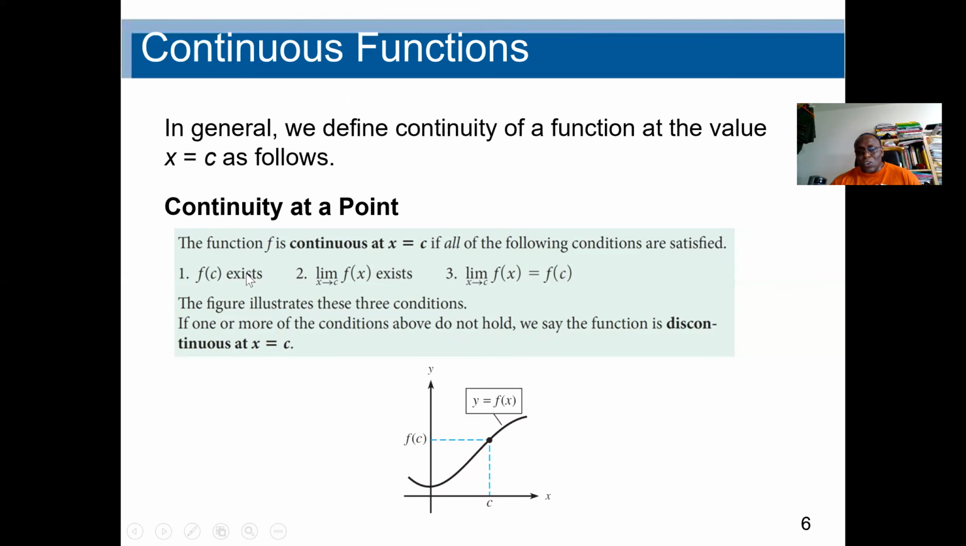So on these 3 conditions, if we have a limit of any function and that limit exists, if there's a solution, that means we have continuity. If there's no solution, it's discontinuous. So if one or more of the conditions above do not hold, we say the function is discontinuous at x equal to c. In the diagram you can see here, we have a continuous function. There is no broken line, so y equals f(x), and at c, we have f(c). So this is continuous.